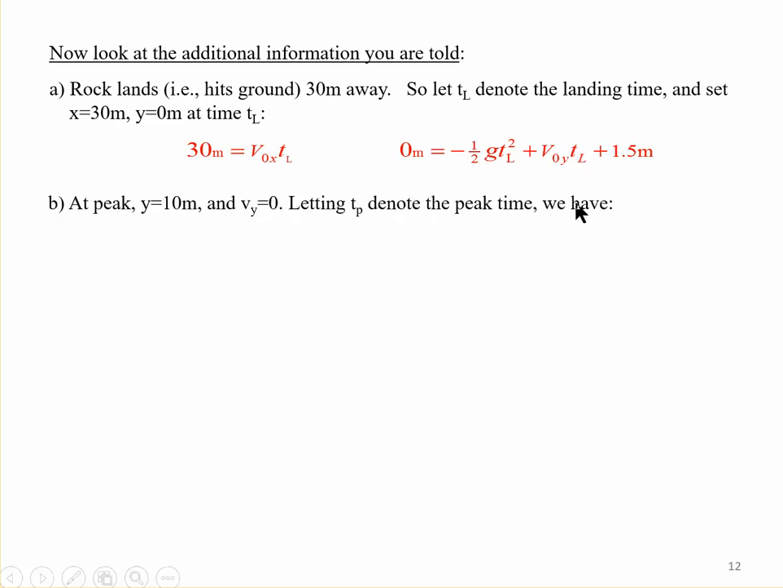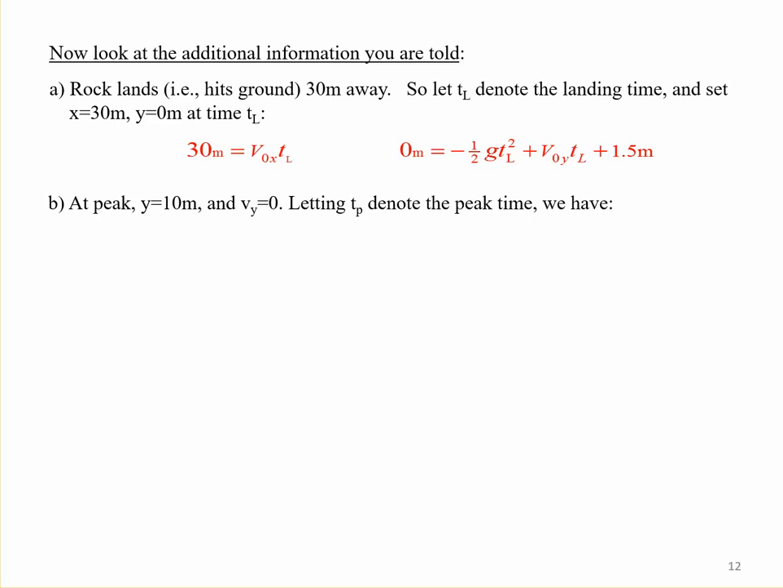But we're given another piece of information in this problem. We're told that it reaches its peak height of 10 meters. Okay, so let's think about what this means. In this case, I really need you to visualize the motion. Visualize this ball or this rock being tossed through the air, and right when it's at the peak of its motion, it's moving purely horizontally. It's not moving up or down.